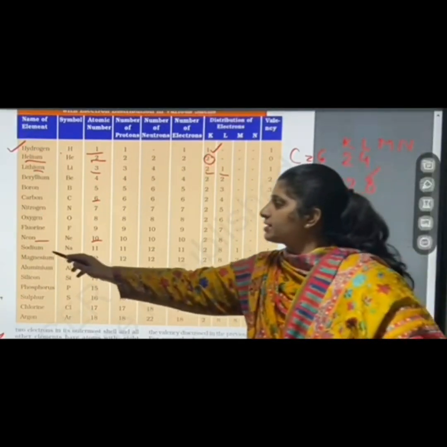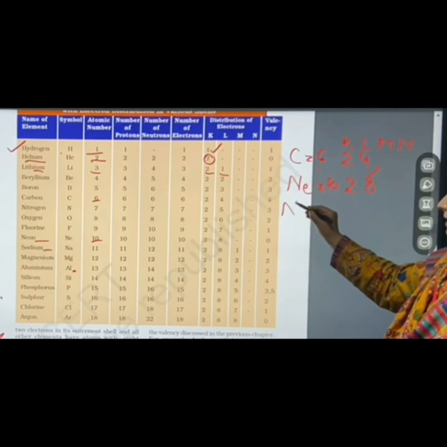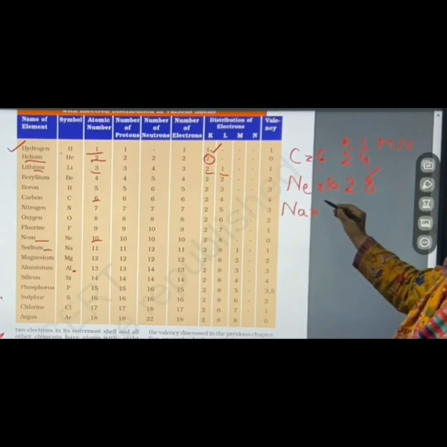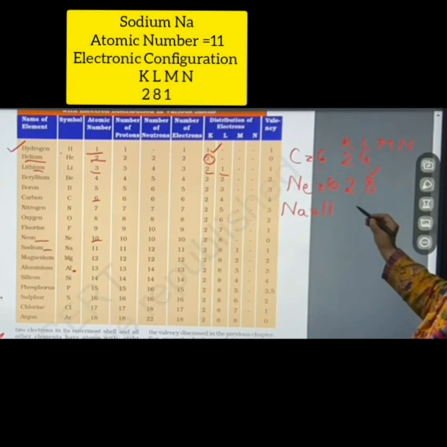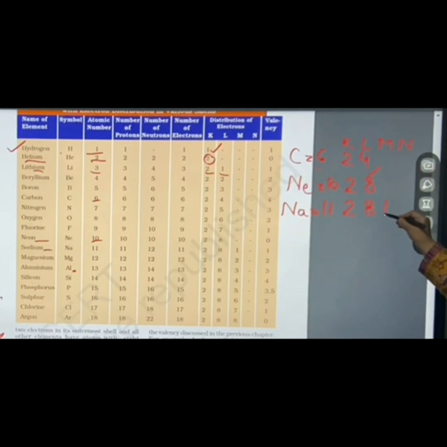Let's take one more example, sodium. As we know, sodium is represented by capital N and small a. The atomic number of sodium is 11. So the distribution of electrons is 2 in the K shell, 8 in the L shell, and in the M shell it's going to be 1. So in this way, the K shell and L shell are now completely filled.